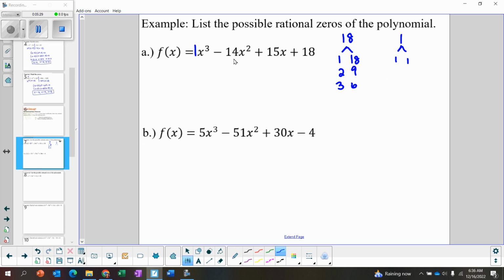Since this could have been positive or negative to multiply to get our 18, it's plus or minus 1, plus or minus 2, plus or minus 3, plus or minus 6, plus or minus 9, and plus or minus 18.